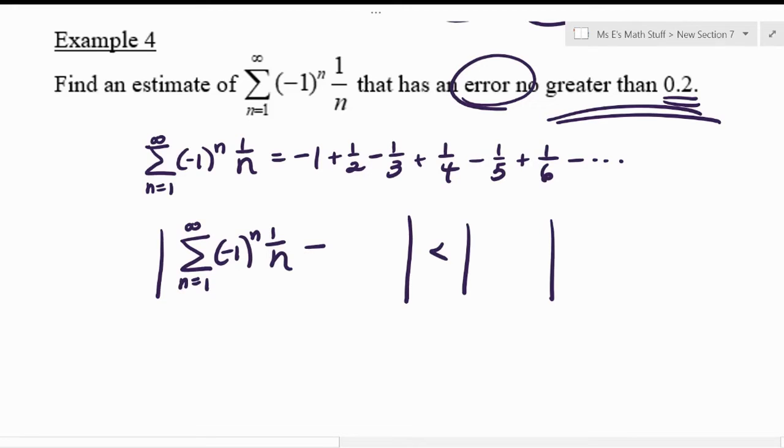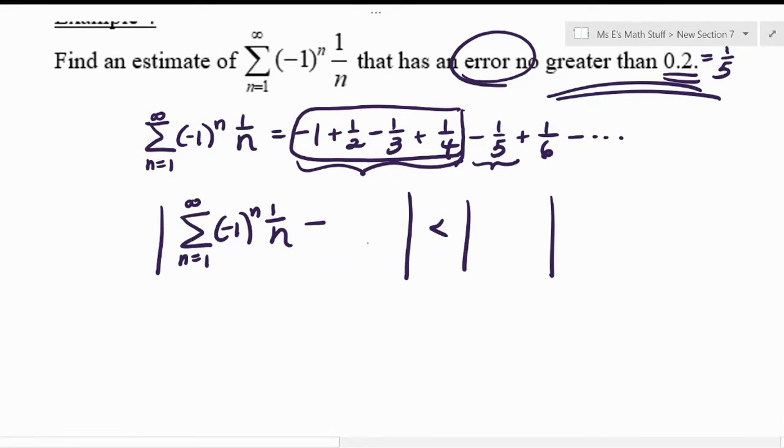So how far out would we have to go if we're looking for your first neglected term to basically be 0.2? Well, 0.2 is 1/5. I hope it makes sense. We'd need this many terms, that many terms right there, for your first neglected term to be 0.2. So it would be your fourth partial sum that you would need there, and then your first neglected term would be here, and that's 1/5. So the estimate that would be at least that correct would be this one.